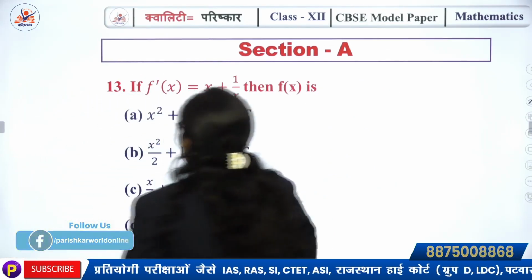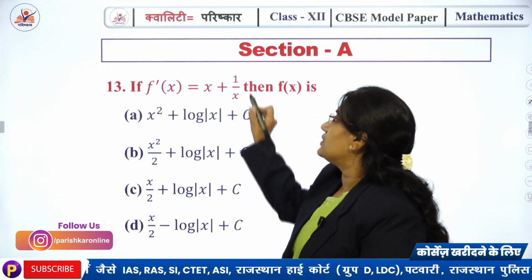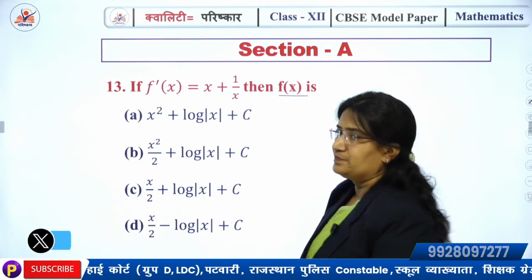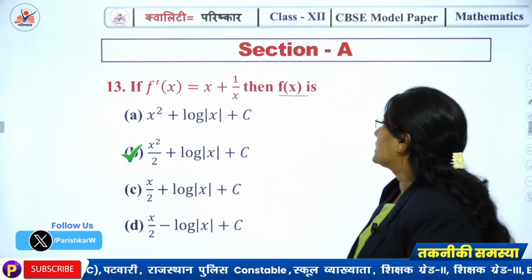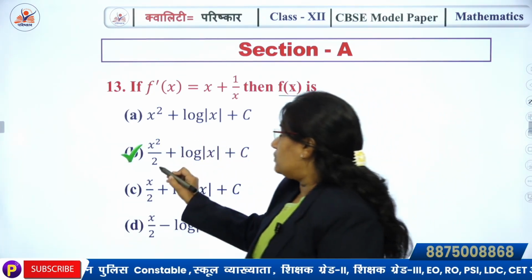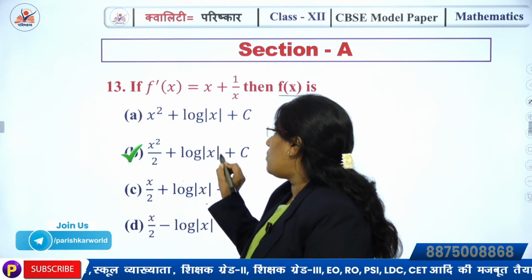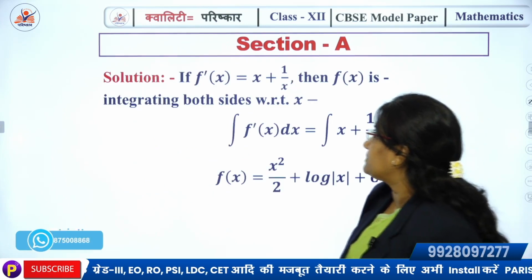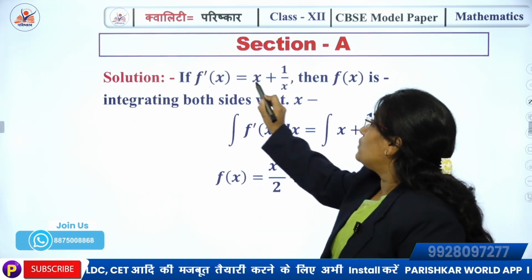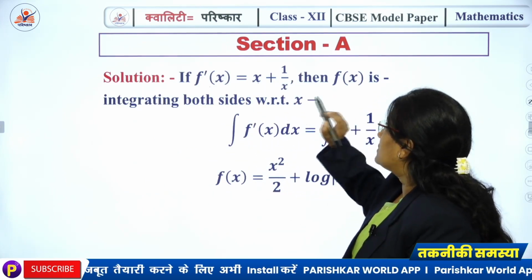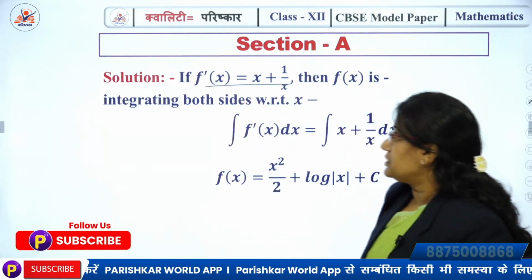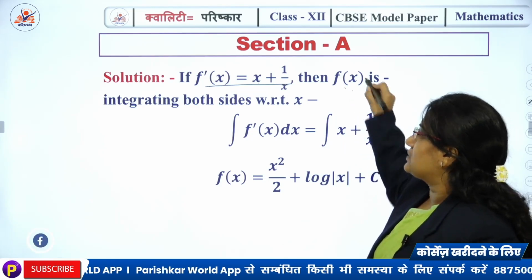If f dash x is given as x plus 1 upon x, then what is the value of fx? Let's see, student. x square upon 2 plus log mod x plus c. How did we calculate it? Okay, let's see. If f dash x is equal to x plus 1 upon x, then fx is. This was given to us, we have to find out what is the value of fx.